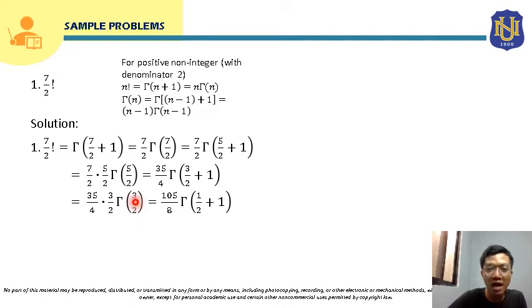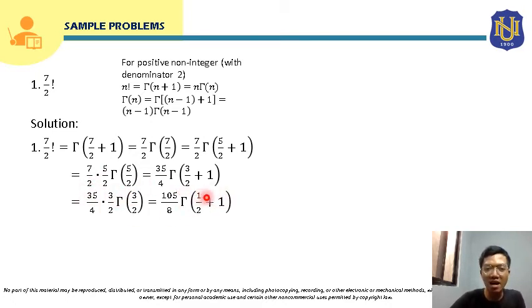So from here, again, we will apply this. These 3 halves will serve now as your n. If we simplify this, this is 35 over 4. And then we simplified this, which will become 105 over 8. Here, we will apply n minus 1, so 3 halves minus 1 is 1 half. So this will become 1 half plus 1. So this is just equivalent to this.